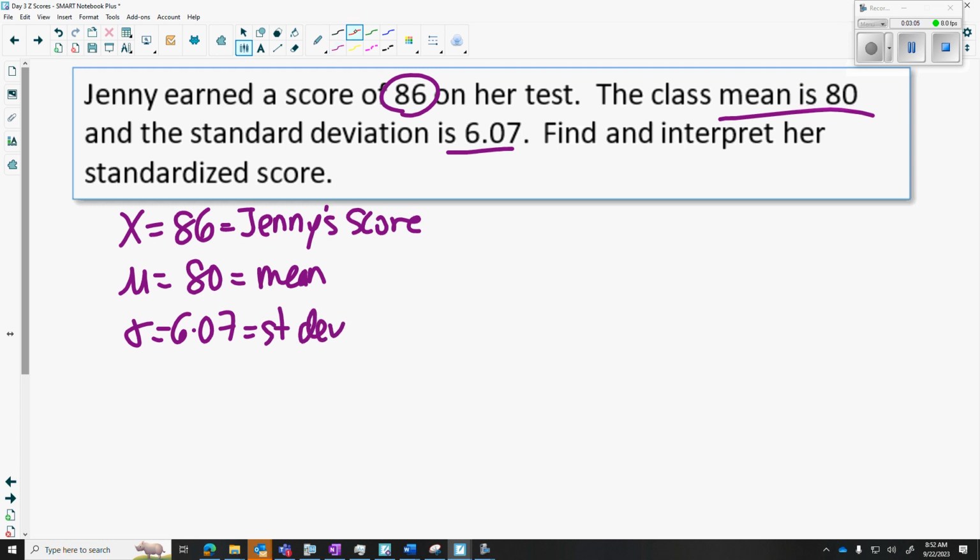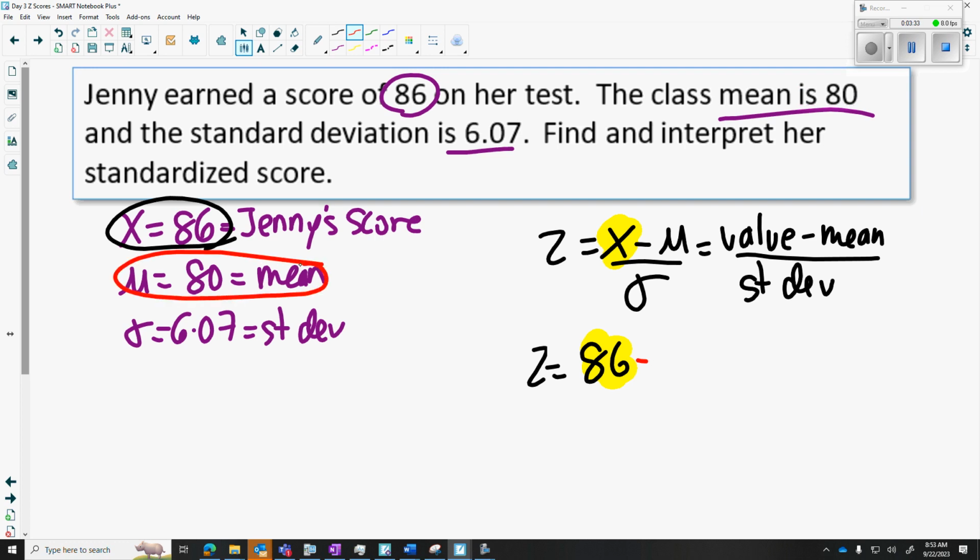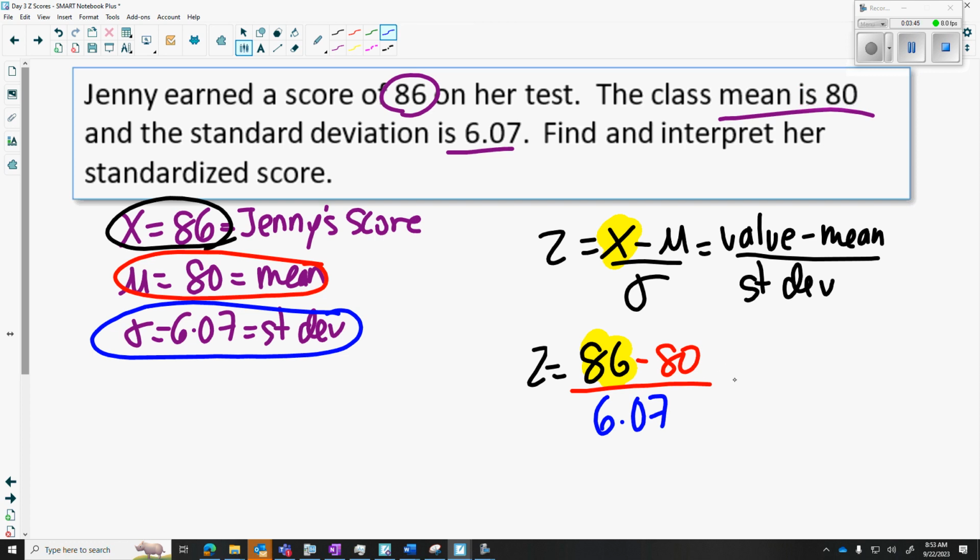All right, so if we want Jenny's score, we have to do the z-score formula, which is x minus mu over sigma, or her value minus the mean over the standard deviation. So she got an 86. That's going to go in place of x right here. Minus, we're going to take away the mean because we want to see how far away she is from the class mean. So if the class mean is an 80, she's above the mean because she got an 86, right? And the standard deviation for the class was 6.07. So we're going to divide this and see what we get.